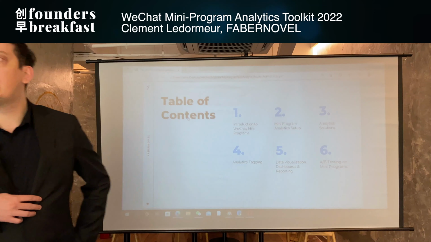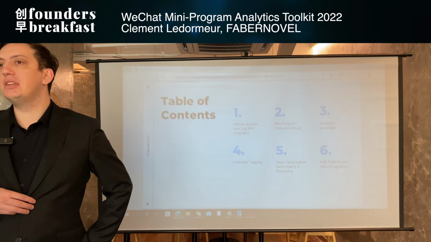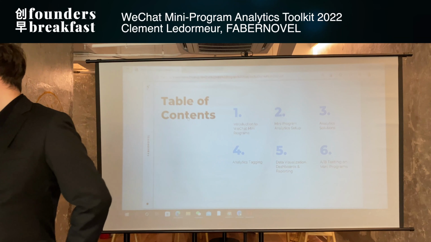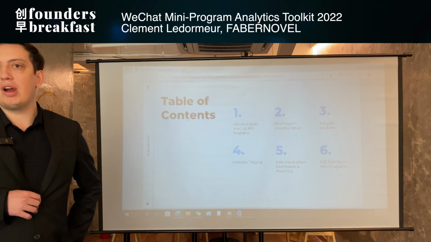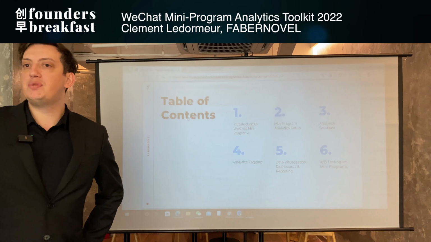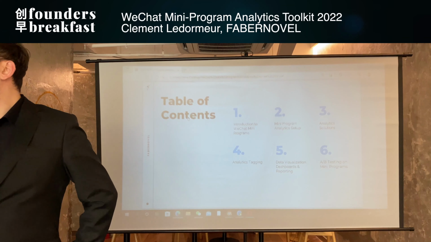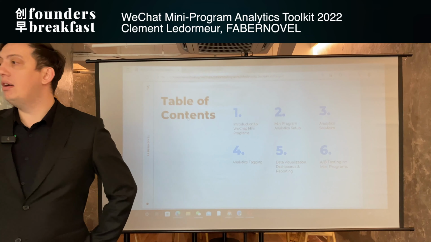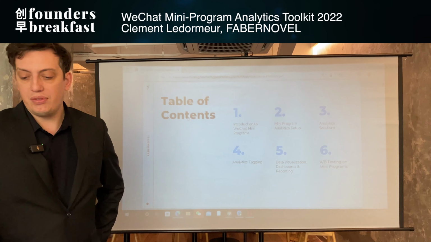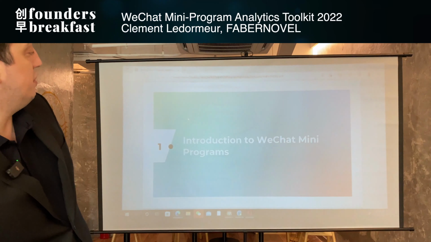The first one is about how to tag a mini program. So that means what events, what clicks, what button you are able to track on mini program. The fifth one is about data visualization. So it's how you represent the data in dashboard so that you can analyze and better optimize your mini program. And the last one is about A/B testing in general.